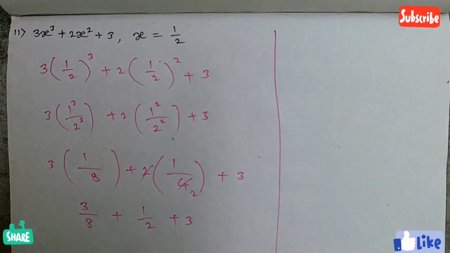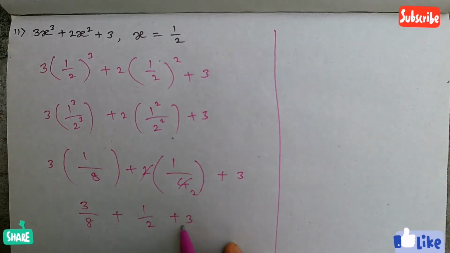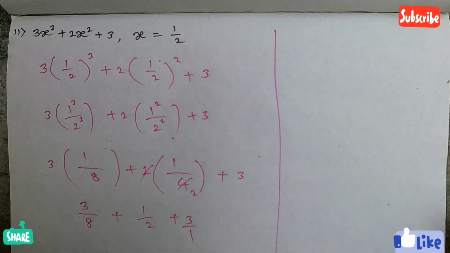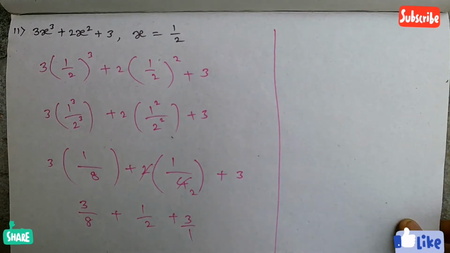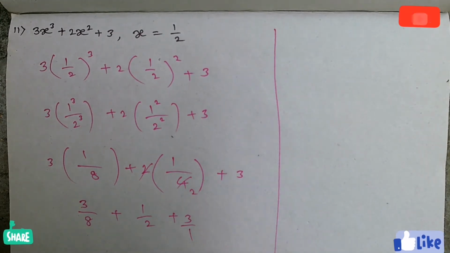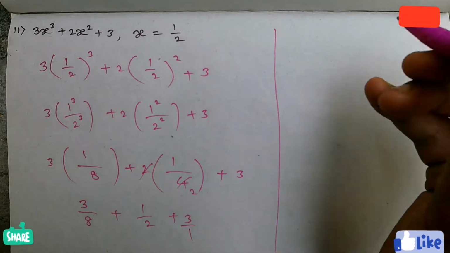Now if we observe the first, second and third terms, all the denominators are different, whereas in the third term there is no denominator, so I will write it as 3 by 1, because 3 by 1 is the same value as 3. So now in the denominators we have 8, 2 and 1. If you find the LCM of 8, 2 and 1, it will be 8.